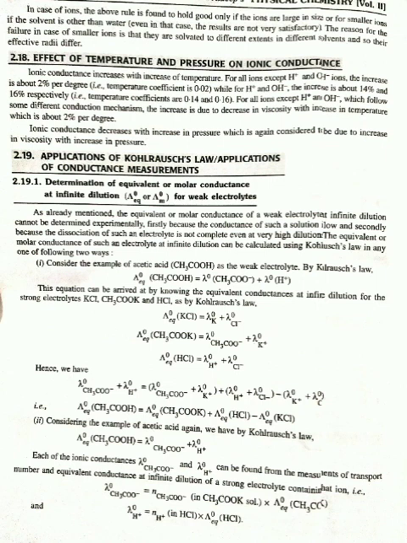In case of ions, the above rule is found to hold good only if the ions are large in size, or for smaller ions if the solvent is other than water. Even in that case, the results are not very satisfactory. The reason for the failure in case of smaller ions is that they are solvated to different extent in their different solvents, and so their effective radii differ.